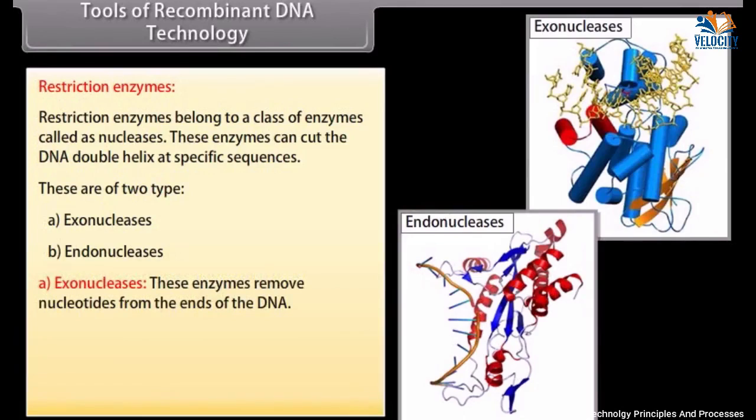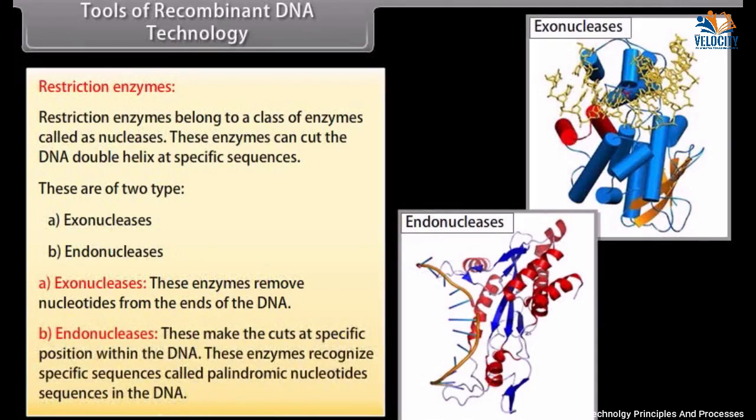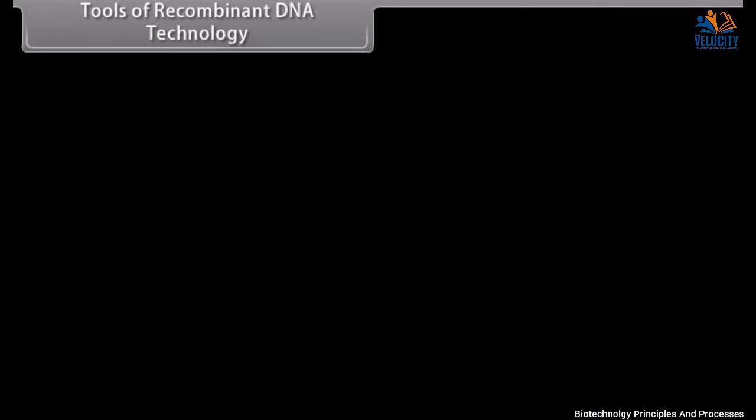Exonucleases. These enzymes remove nucleotides from the ends of the DNA. Endonucleases. These make the cuts at specific position within the DNA. These enzymes recognize specific sequences called palindromic nucleotide sequences in the DNA.